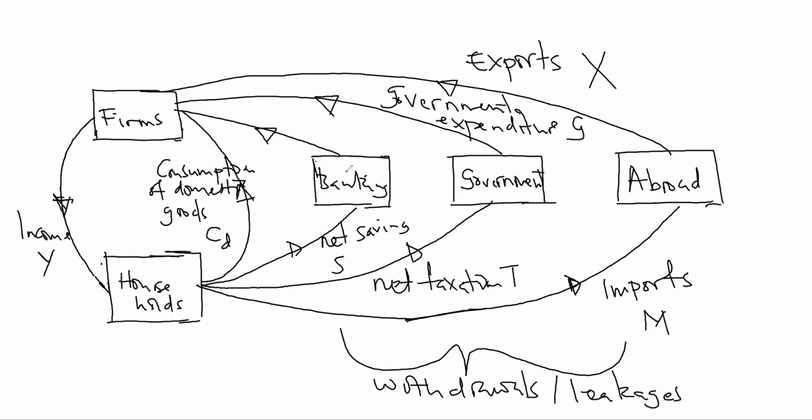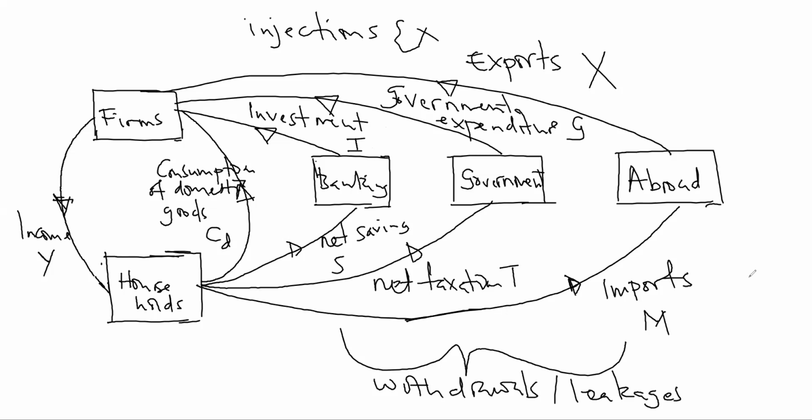Then from banks, firms borrow money. Money comes from banks going to firms through what is called investment, and it's represented by capital letter I. So when firms want to indulge in capital projects, they borrow money from banks. So money has to come from banks going to firms through investment. So I, G, and X, if S, T, and M are withdrawals, what is the opposite of that? These are called injections.